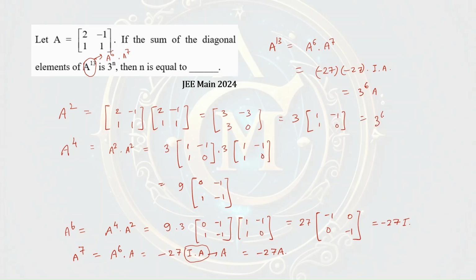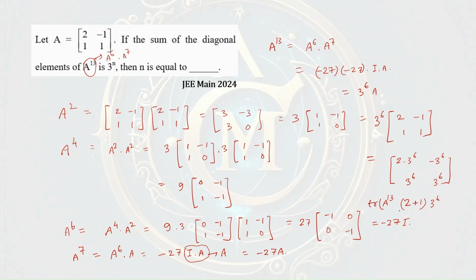So this becomes 3 to the power 6 times the matrix 2, minus 1, 1, 1. Now you can see simply that this matrix becomes 2 into 3 to the power 6, then minus 3 to the power 6, then 3 to the power 6, then again 3 to the power 6. So the sum of the principal diagonal elements in this matrix becomes simply 2 plus 1 times 3 to the power 6. This is the sum, or we define this as the trace of this matrix.